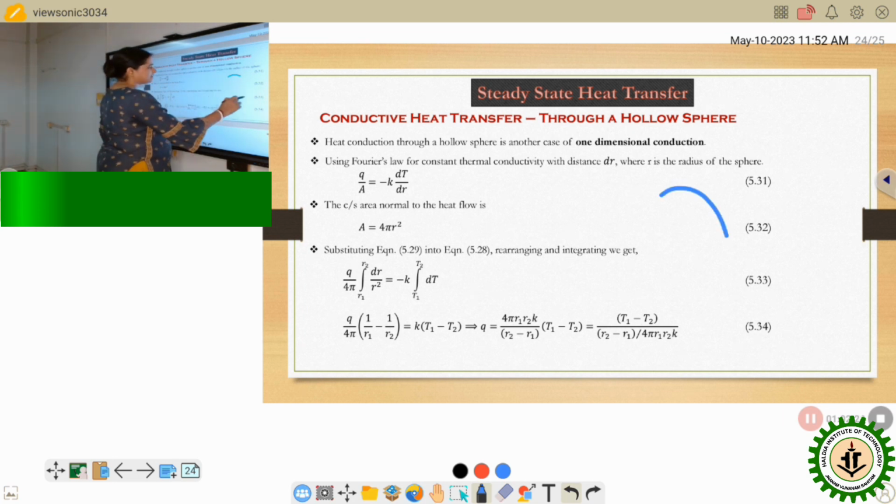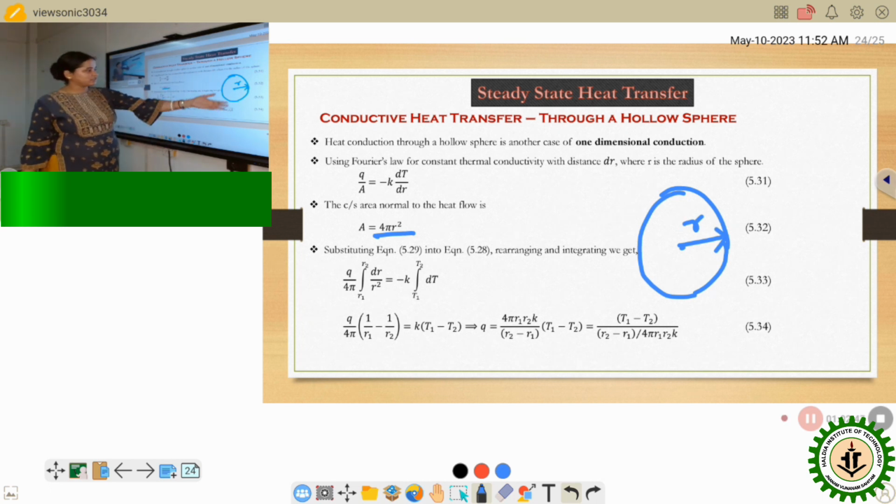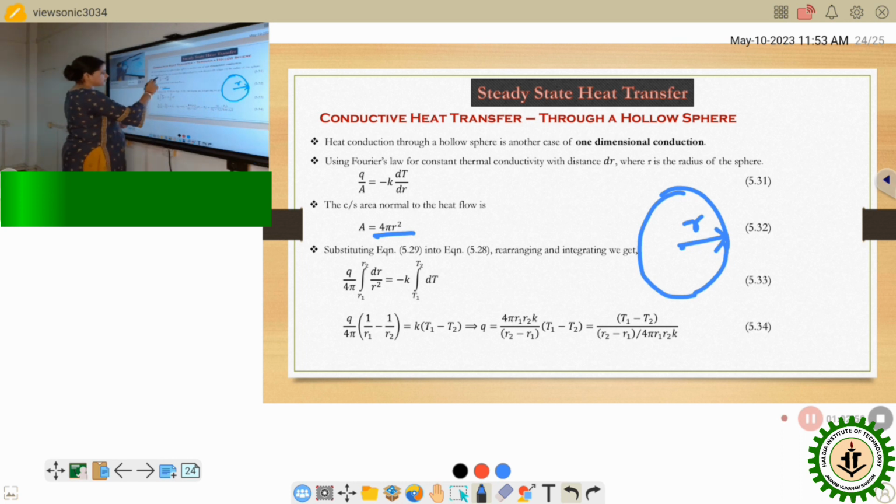So I am considering a sphere here. I'll also have radius here, but what is the change between cylinder and sphere? That is, the formula of area is different. In case of a sphere, area is 4 pi r square, and in case of a cylinder it was 2 pi r l. So cross section area is given. Again we will integrate it for the whole sphere. So this is 4 pi r square, so it will be dr by r square. Integration from r1 to r2 equals minus k, and dT changes from T1 to T2.